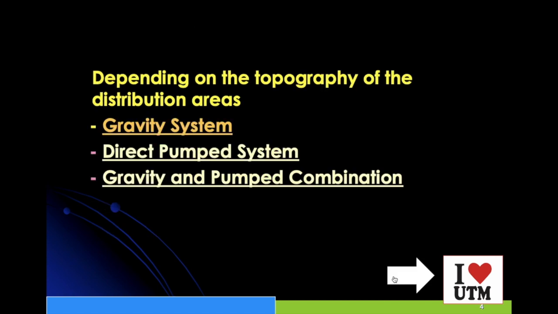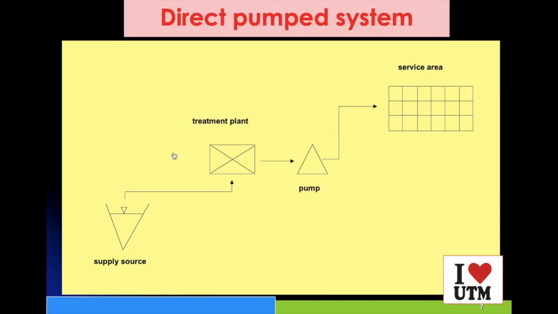In reality, it's not very easy to get a gravity system. Sometimes we may have a direct pump system. What do I mean by a direct pump system? The supply source, the river that is our water source, is actually below the level of the service area, or even at the same level as the service area. So it may need a pump to pump the water to the treatment plant, and it also needs another pump to pump it to the service area.